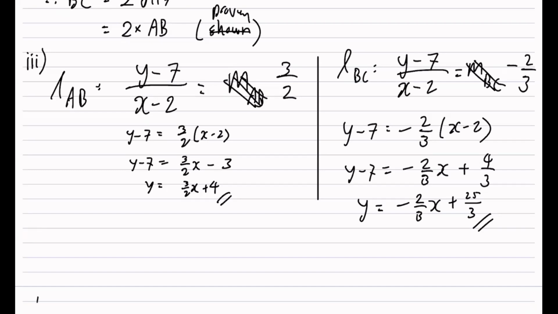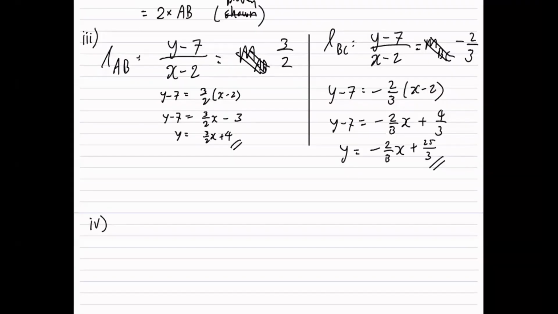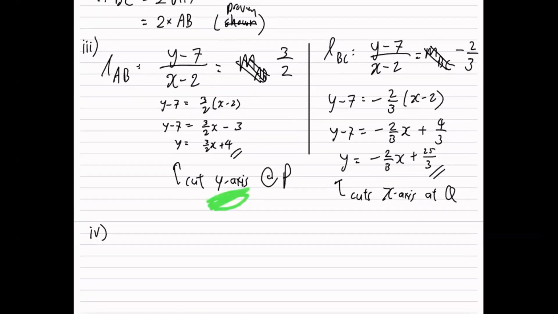What did they ask you to do? In part 4, they ask you if the line AB intersects the y-axis at P, and the line BC cuts the x-axis at Q. Find the coordinates of P and of Q. So if it cuts the y-axis, I actually don't need a diagram. I know straight away y-axis, you just need to sub x equal to 0. Yeah, so that means it's just +4 here. So that means P is actually (0, 4).